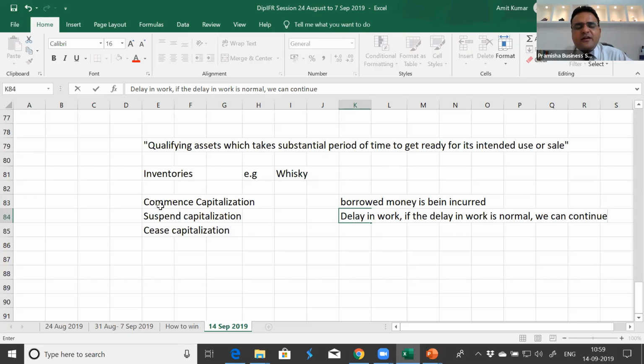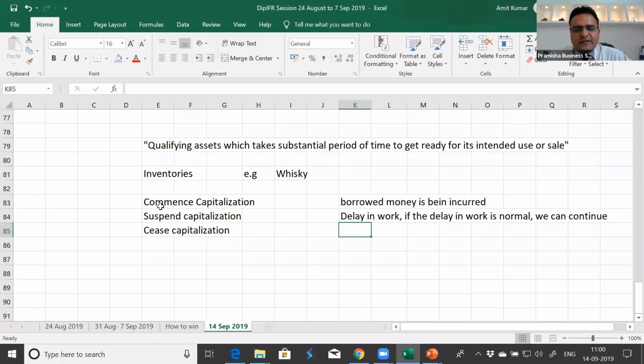Normal means we are constructing a dam in Cherrapunji and there is heavy rainfall. If there is a 1 month delay in construction of that dam, which is part of the normal process of making a dam in that area, even though there is no work being done, we will continue to capitalize the interest cost as part of the cost of making the asset.